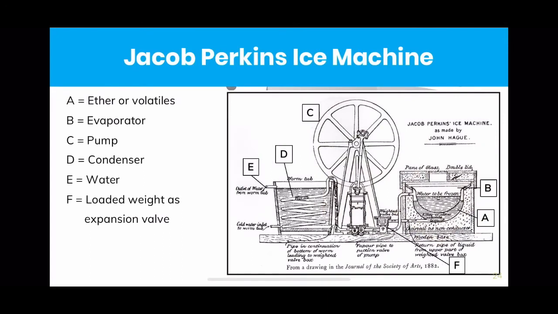Alright, so what you can see on your slides now is Jacob Perkins' ice machine. This is one of the first designed for an aircon system, whereby you use ice and the refrigerant is ether or any volatile compound that evaporates at room temperature. So you can see here A is down there, water to be frozen.